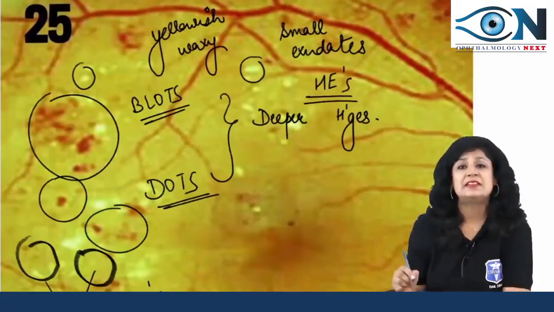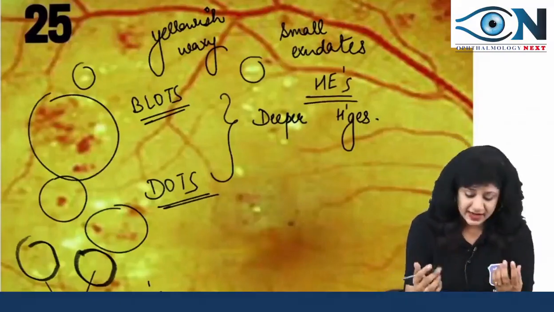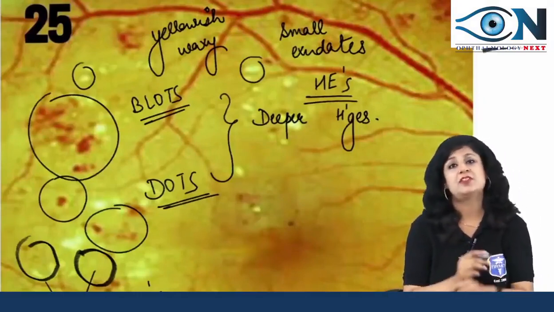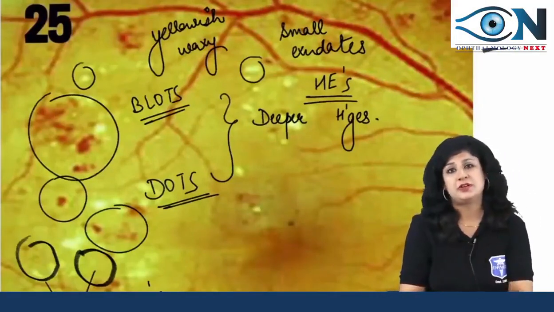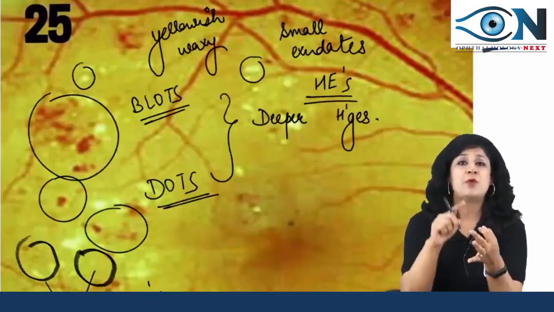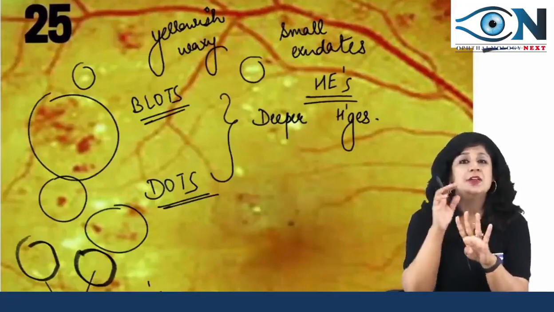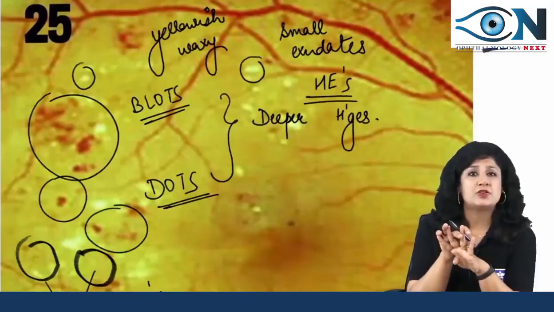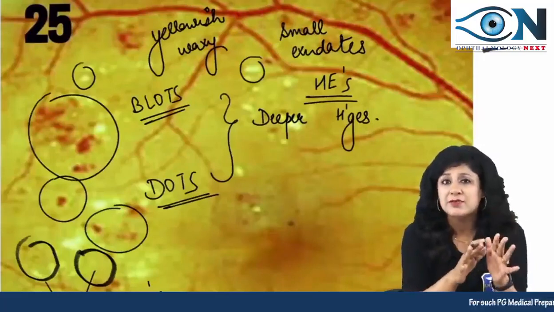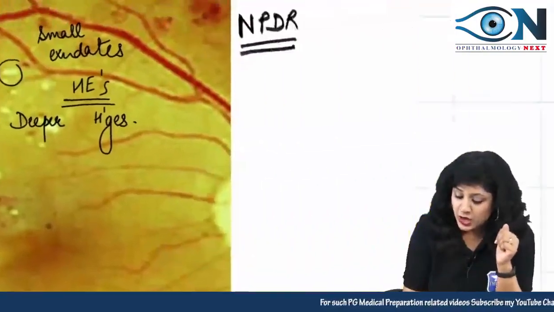So now I can say that when I am dealing with a case of NPDR, non-proliferative diabetic retinopathy, which is the earliest stage of diabetic retinopathy, I will have microaneurysms, I will have dots, I will have blots, and I will have hard exudates. Now the changes of hypertension retinopathy were found only in the nerve fiber layer, but if you see here, we have got different layers involved. So how to learn that?